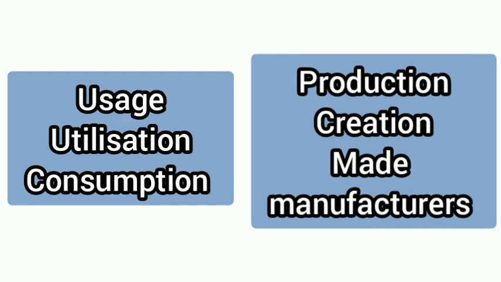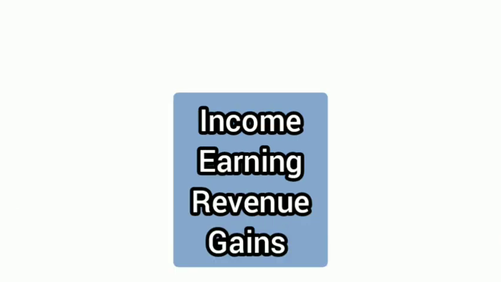Usage, utilize, and consumption have same meaning. Production, creation, made, manufactures. Lastly, income, earning, revenue, and gain can be used as synonym for each other.